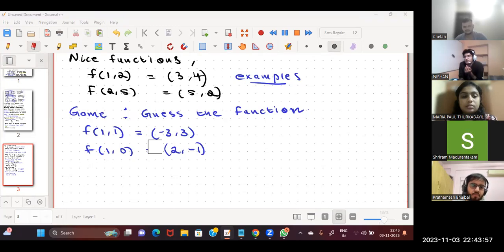Are you getting the point, Jagdish? It has to satisfy both the conditions simultaneously. You have to tell a function such that when given input 1, 1, it gives -3, 3, and the same function should give 2 and -1 as well. Well, not same machine, but it's a function which gives you two outputs.